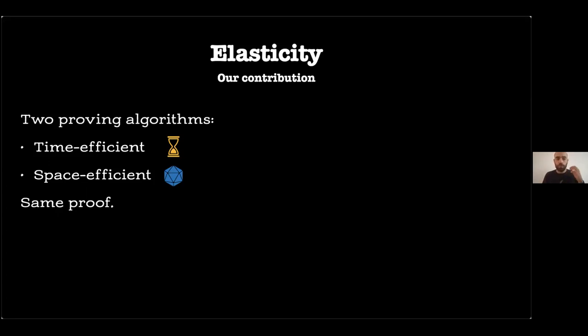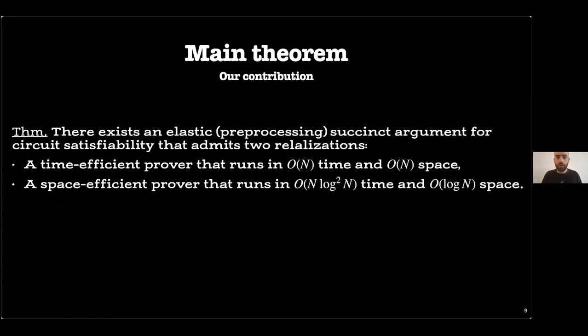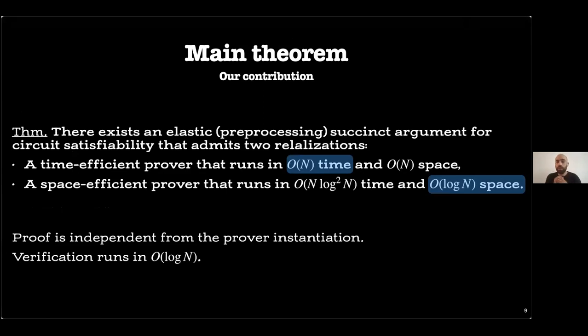Okay, so very simple idea. And we show that this thing actually works. There exist arguments that satisfy this property. We prove that there exists an elastic argument with preprocessing that is succinct for circuit satisfiability that has 2 realizations. One that runs in linear time, and one that runs in log space. Okay, and again, this proof will be independent from the prover configuration, and the verification time will be logarithmic with respect to the size of the statement.